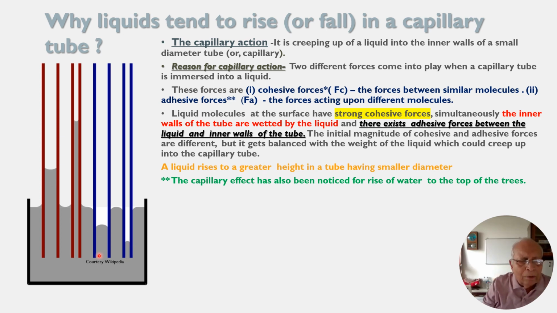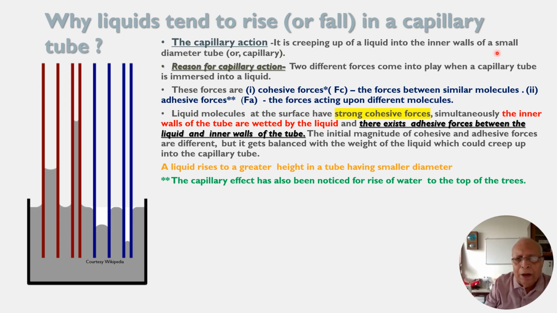Now, there is another figure here where there is a capillary tube marked with red ink, and here we find that the liquid has fallen down to a certain height from its surface, isn't it? More fall is there in a smaller diameter tube, while in a greater diameter tube the fall is not that much. So the reason for capillary action I have already given you.